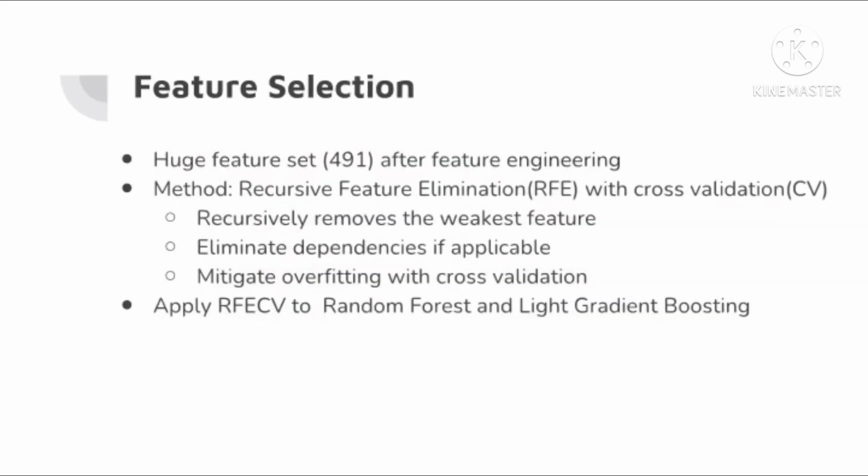Moving on to feature selection, due to the huge number of features after the feature engineering process, we decided to experiment with feature selection to select a subset of features that contribute most to the prediction and to discover the relationship between the number of features used and the accuracy of our model. We used recursive feature elimination, RFE, to fit a model and recursively remove the weakest feature until the specified number of features is reached. RFE also attempts to eliminate dependencies and collinearity that may exist in the model. We decided to include cross-validation with feature selection to mitigate overfitting.